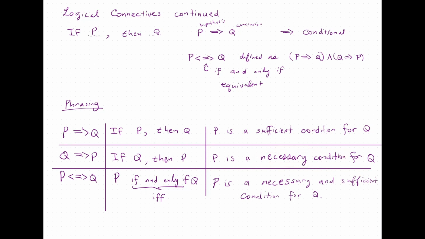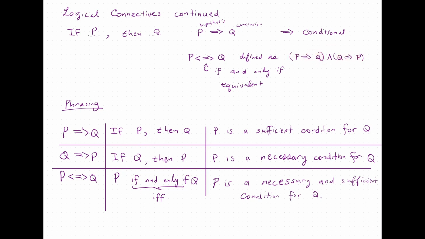And finally, we have our equivalence, P if and only if Q, which we can abbreviate to just IFF. And this is saying that P is now a necessary and sufficient condition for Q. So what are the truth tables for these? In the case of the if and only if, we just really need the implication. We just need the if-then, because we can get the if and only if by its definition: P implies Q, and Q implies P.